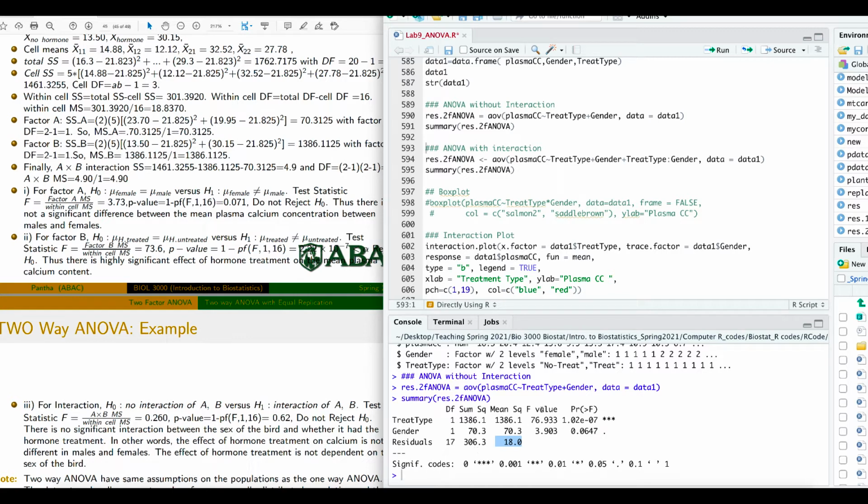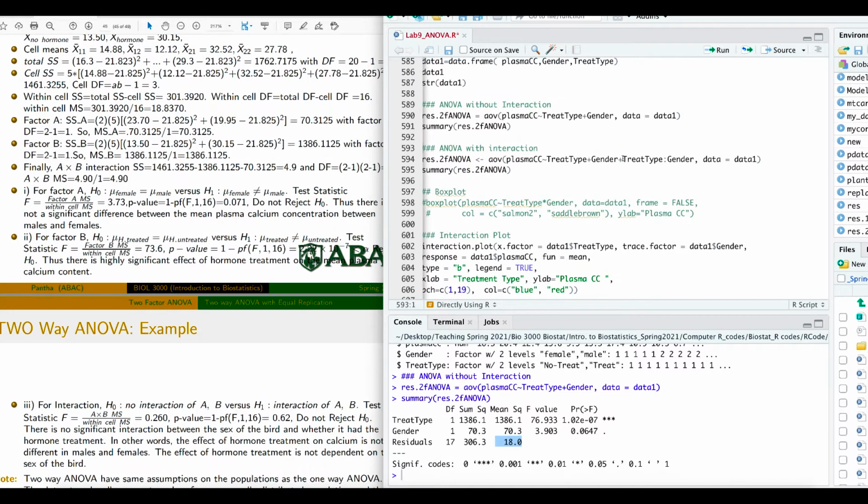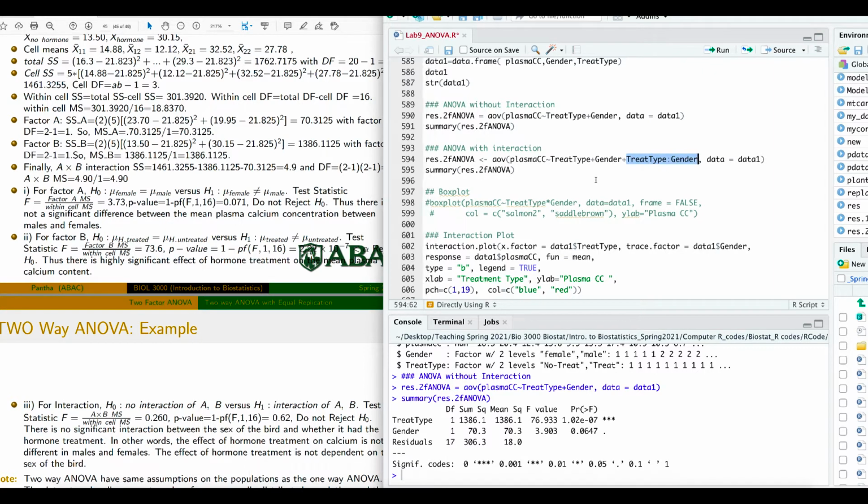So here I'm not considering the interaction effect, right? If you want to include the interaction effect, what you need to do is write treatment type plus gender plus treatment type, then colon, gender. It will also account for the interaction effect.